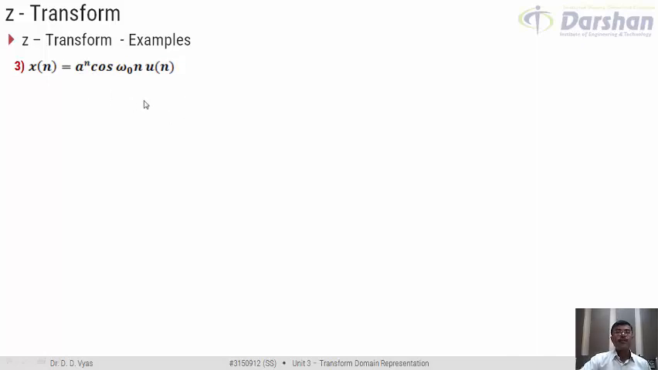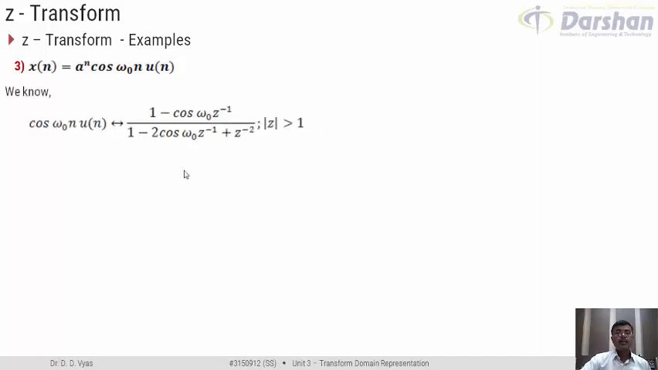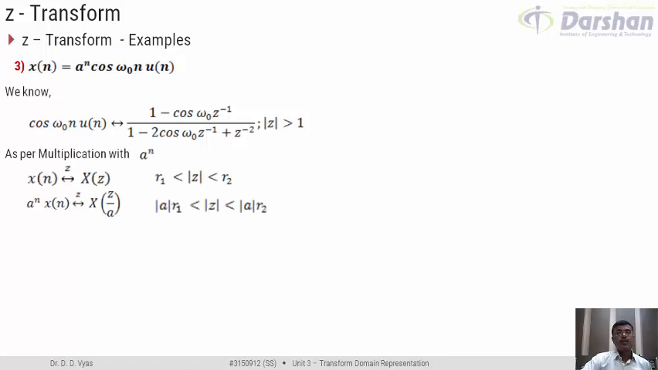So, the simple way to find Z transform of this would be using the property. Let us consider this to be a standard Z transform pair which says that cos omega 0 n u[n] has a Z transform (1 minus cos omega 0 z inverse) upon (1 minus 2 cos omega 0 z inverse plus z raised to power minus 2). We know the property of Z transform that if x of n has a Z transform X(z), then a raised to power n x of n would have Z transform X(z/a). In fact, we have used this property earlier also.